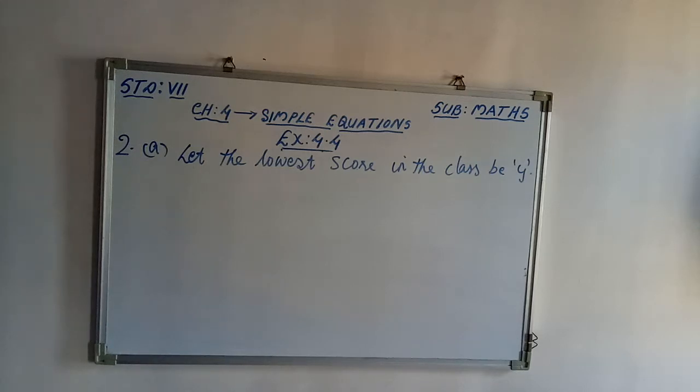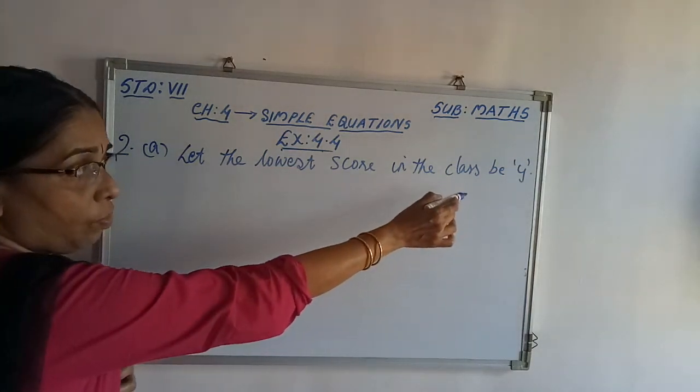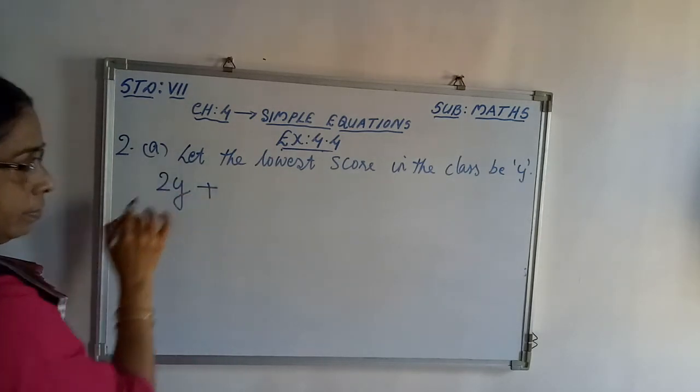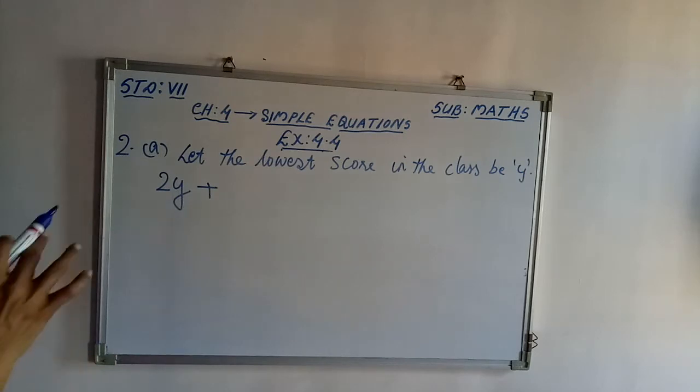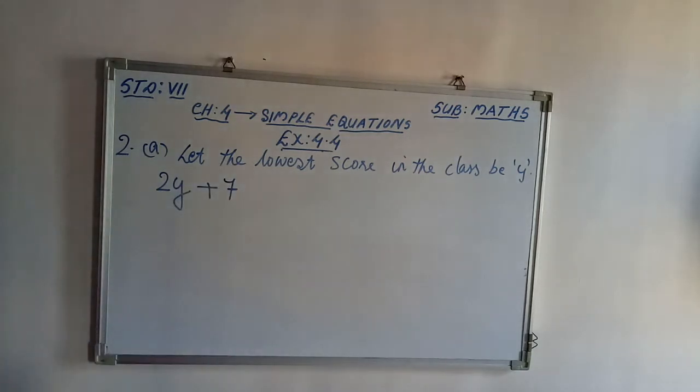According to the given condition, the highest mark obtained by a student in her class is twice the lowest marks plus 7. Twice the lowest mark, the lowest mark is Y, so twice the lowest marks means 2Y. You can write different steps if you want. Twice the lowest mark plus 7 is equal to 2Y plus 7. And what is the highest score? It is 87.